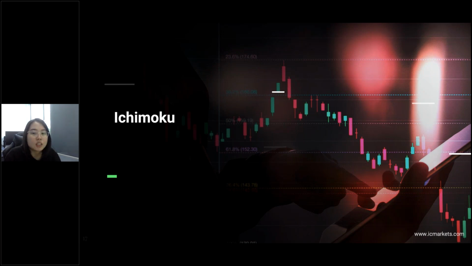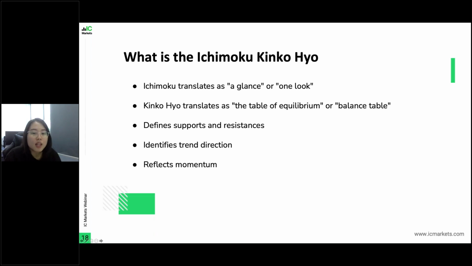So what is Ichimoku? When I just started trading, I used a lot of Ichimoku because I had a prop trader friend who told me Ichimoku is the best indicator ever. So I went crazy on Ichimoku, but Ichimoku is good, but it's better when you combine it with other technical analysis. No technical analysis is good on its own. It always has to be combined with other technical analysis to be even more accurate.